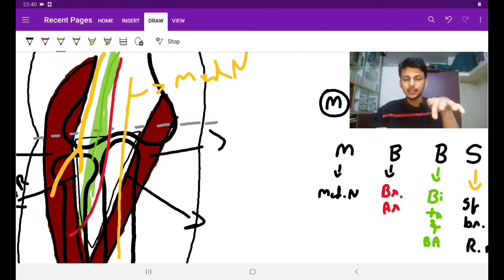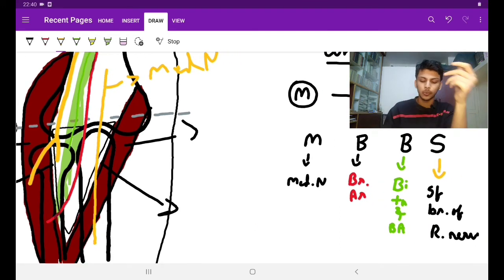So basically the radial nerve and the branches it is giving in the cubital fossa: it is giving a superficial branch and the posterior interosseous. Some references even say that the posterior interosseous nerve is also a content of cubital fossa. You can just write it as radial nerve and the superficial branch of radial nerve. So they both are coming here.